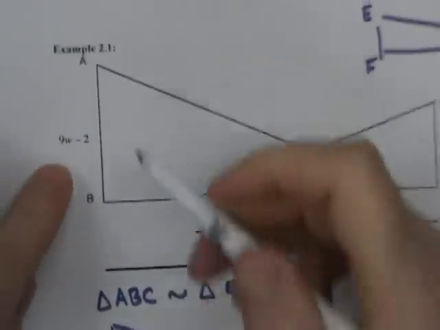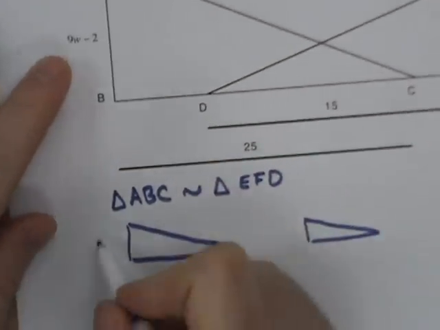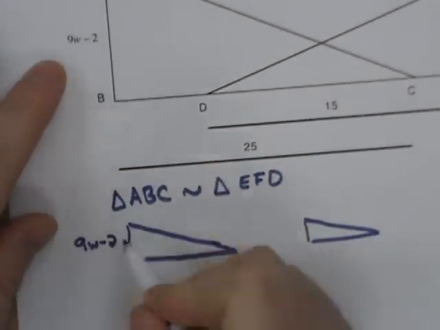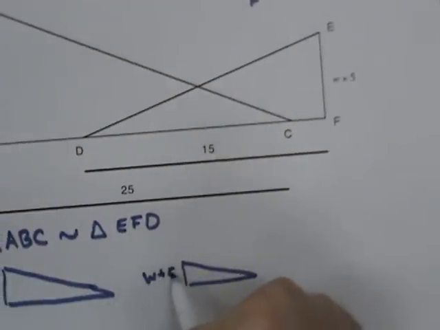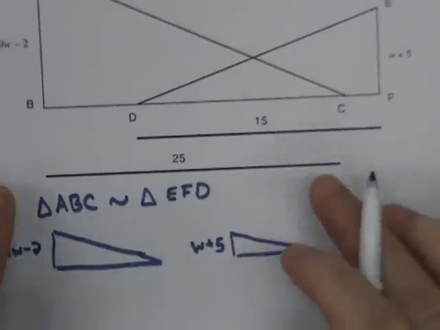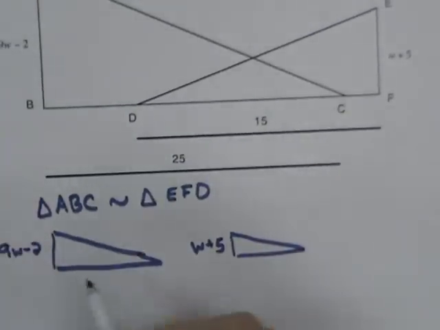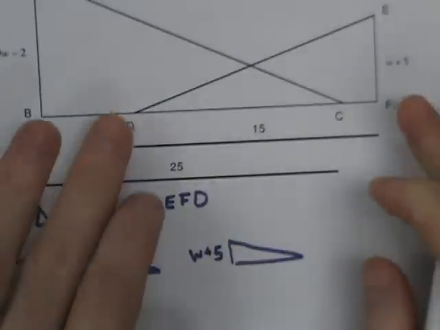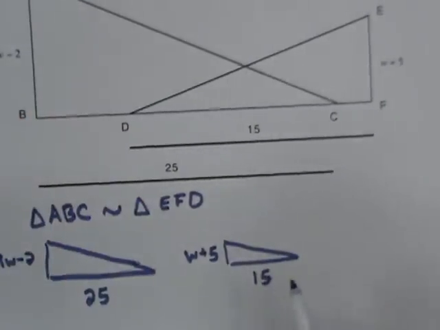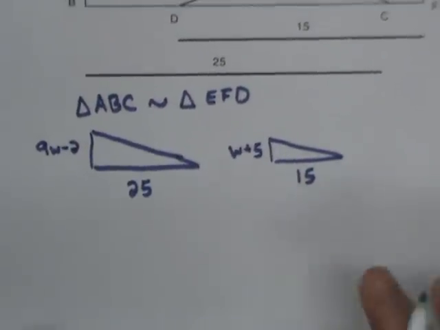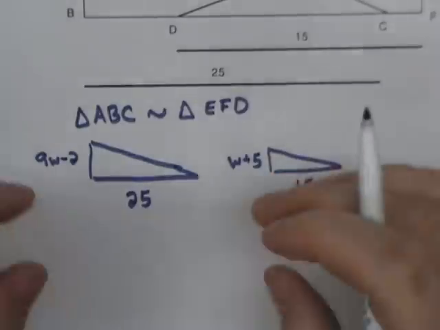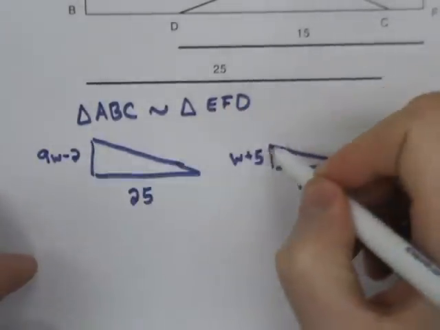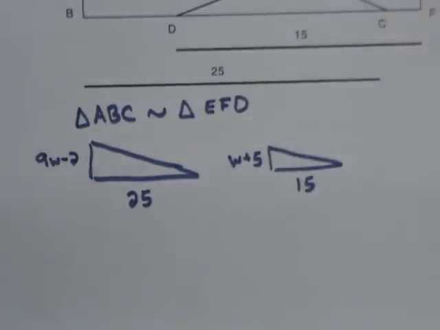In this case, I have this AB here, which is 9w minus 2. And I have this EF, which is w plus 5. And then I have the two bases. The base for the big triangle was 25. The base for the smaller one was 15. On this type of problem, I don't have to set up two proportions, but moreover, I'm looking to solve for w and then come back and supply the values so I could find the missing lengths for each side. And so there's really only one proportion you want to set up here.